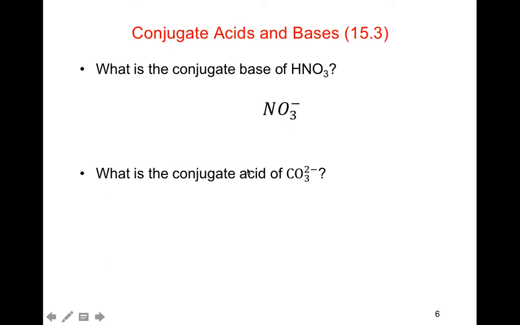If they ask me what is the conjugate acid of this thing, well, if they're looking for the conjugate acid, then this thing must be acting like a base. So it's going to be a proton acceptor, so I need to add an H plus to this. So I'll add an H, and because I'm adding a plus, it will become one less negative. And my conjugate acid of the carbonate ion is HCO3 minus, or the bicarbonate ion.